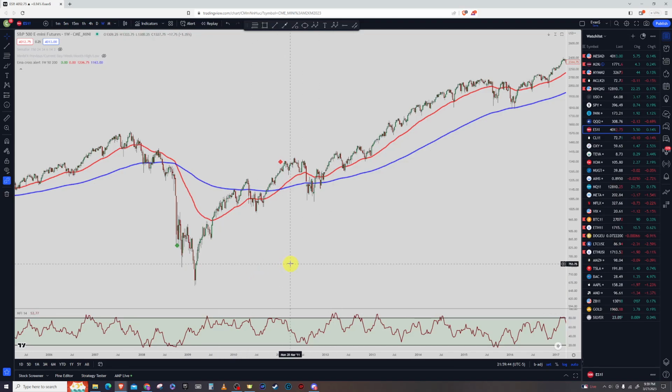It just stands for Money Flow Index. It's supposed to show how much money is going in and out of whatever you are trading. It doesn't work for everything. I don't think it works for Forex, but for stocks and futures, it does work.